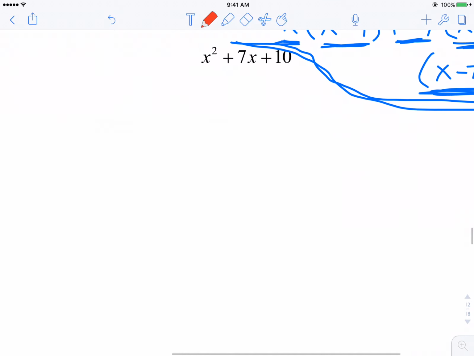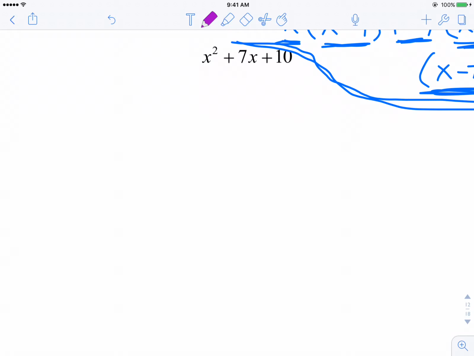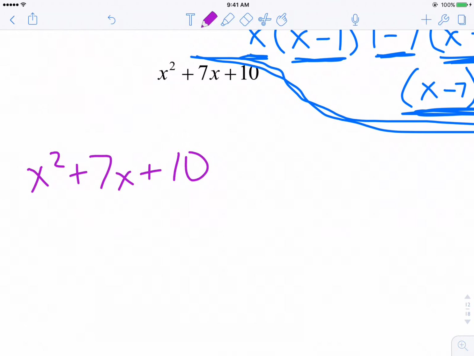Second example, x squared plus 7x plus 10. I'll do this a little bit abbreviated. I'm not going to use the table. I'm just going to think to myself, if this is what I have, x squared plus 7x plus 10, I'm looking for two numbers that multiply together to give me 10. Those same two numbers add together to give me 7.